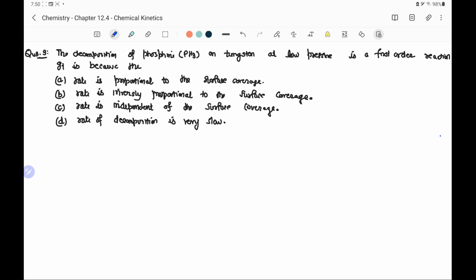Question number 9 is, the decomposition of phosphine on tungsten at low pressure is a first order reaction, and it is because the correct option is A. It is a factual question that rate is proportional to the surface coverage. If the pressure is high, then the order of the reaction will be zero order. That means rate is independent of the coverage because the surface will be already saturated.